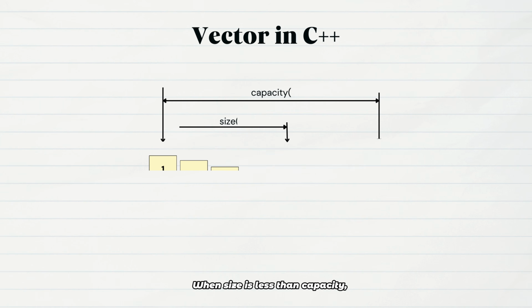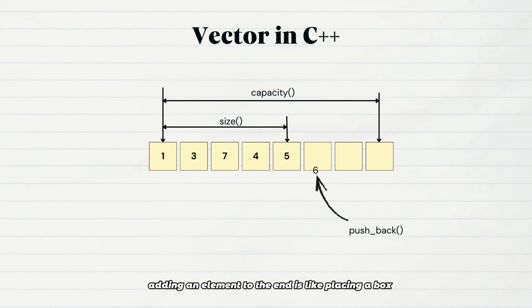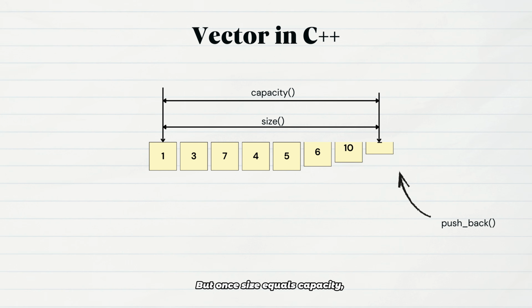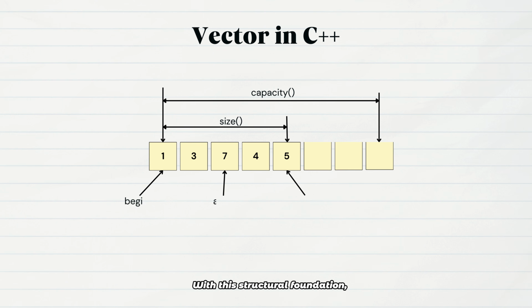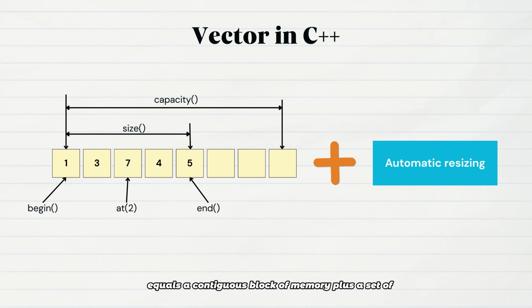When size is less than capacity, adding an element to the end is like placing a box in an empty spot. It's cheap and direct. But once size equals capacity, trying to add another element triggers a major operation, which is the root of many problems. With this structural foundation, let's define vector in one sentence. Vector equals a contiguous block of memory plus a set of automatic resizing management policies.